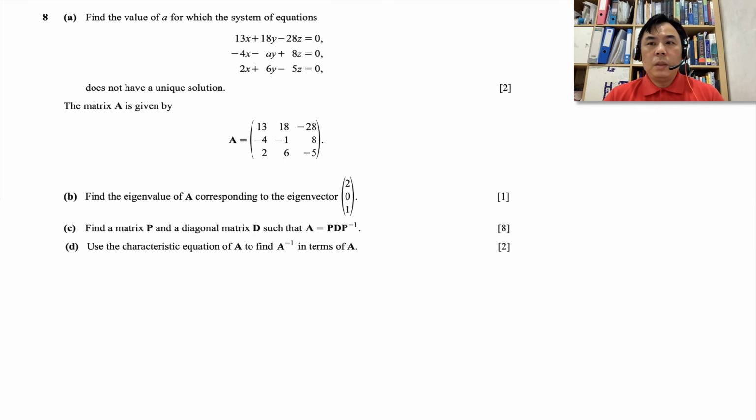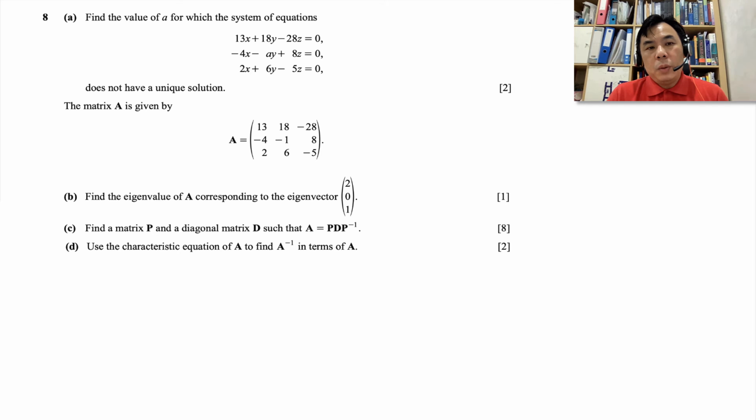All right, welcome back. These are our last questions for this paper, June 2021, paper 23 here. The first part, we need to find the value of A for which the system of linear equations does not have a unique solution. That's our first part.